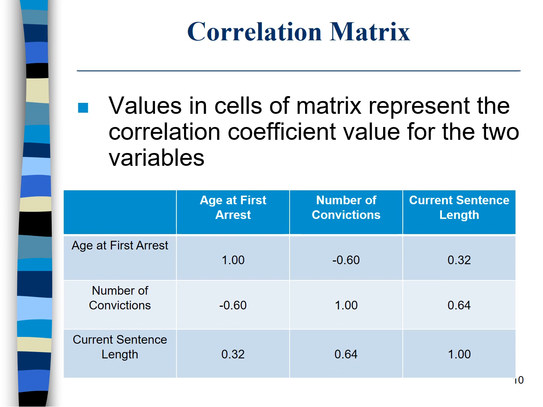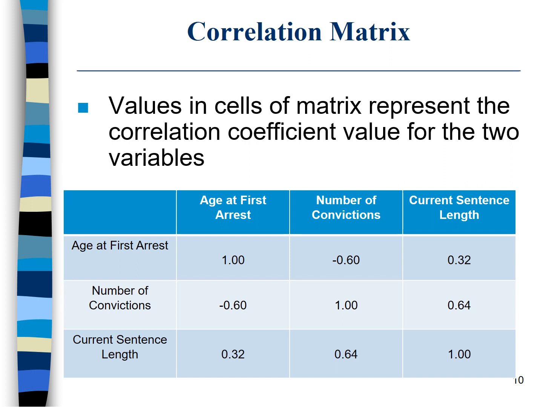It does not matter. If I would say, which two variables have the weakest association? Okay, so I'm thinking weak. Weak once again is not about positive or negative. Weak is all about the absolute value that is the closest to 0. So I go, okay, there's a negative 0.6, there's a 0.64, and then, oh, there's the smallest one, that's 0.32. So the weakest association is between age at first arrest and current sentence length.